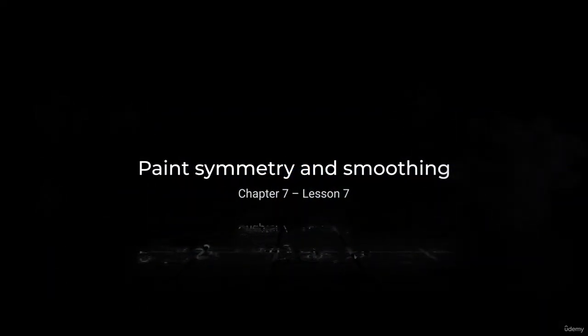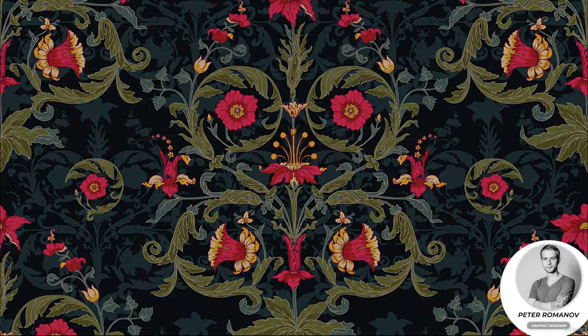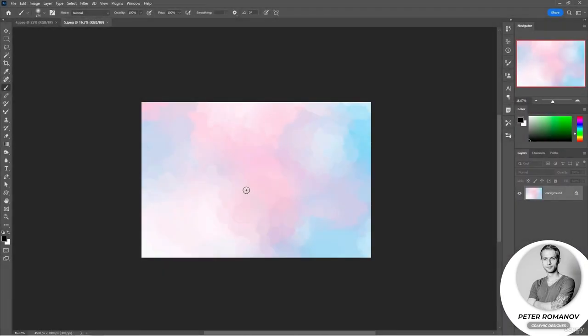Paint symmetry and smoothing. Hi guys, today we'll talk about another unique brush setting, which is called paint symmetry. This option allows you to create a huge range of very different symmetrical images. In a few minutes we'll start drawing symmetrical images. But first we need to get acquainted with a parameter called smoothing.